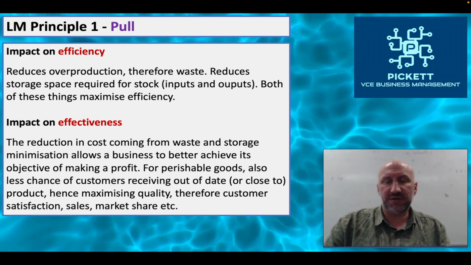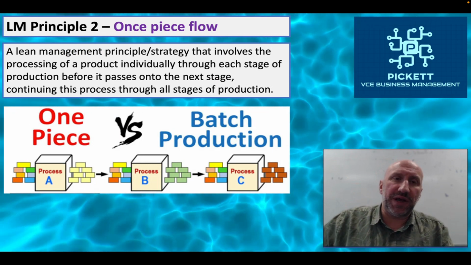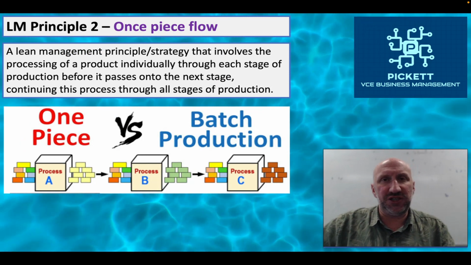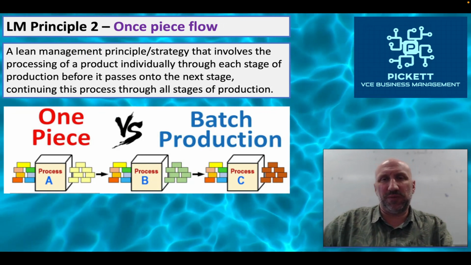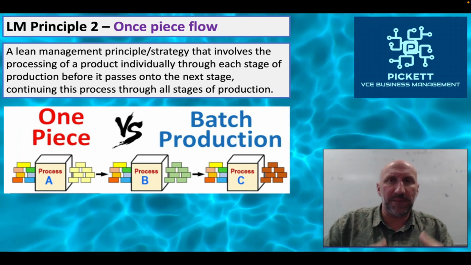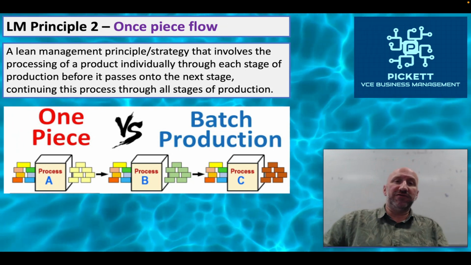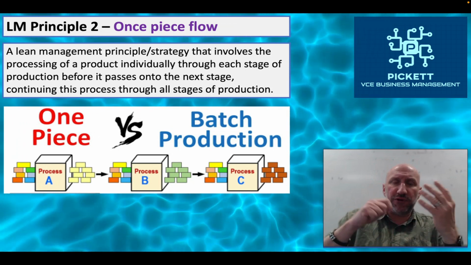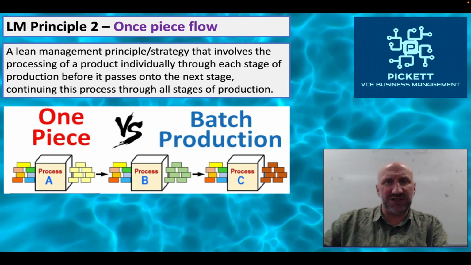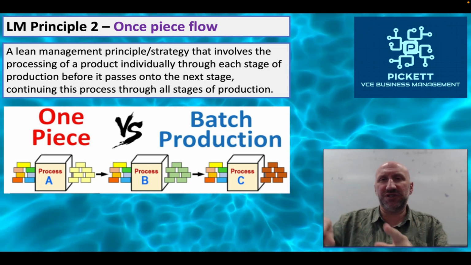Okay, so that's pull dealt with. One piece flow. So this one, again, a lean management principle, a lean management strategy, doesn't really matter how you pitch it. But look, if the question said talk about lean management principles, I'd probably stick to that language then, you're kind of referring back to the question more directly. So this one basically involves processing a product individually through each stage of production before it passes on to the next stage. Okay, continuing this process through all stages of production.